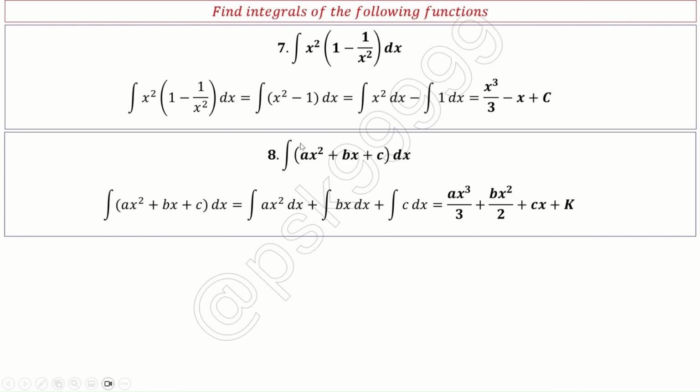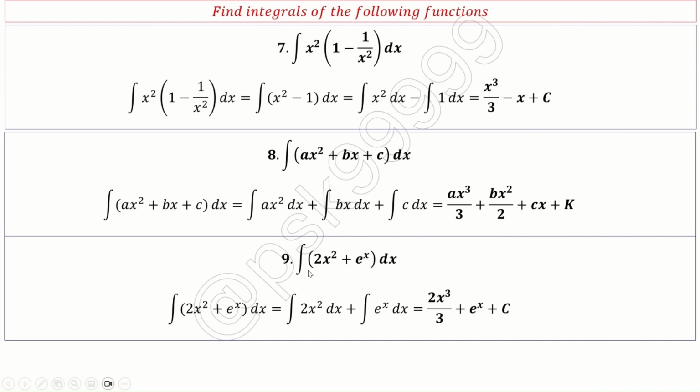So I will apply integration to each part. Okay, which is nothing but ax cube by 3 plus bx square by 2 plus cx plus k constant. Okay, integration of 2x square plus e to the power of x. Again I will apply integration to each part. Integration of 2x square is nothing but 2x cube by 3. Integration of e to the power of x is e to the power of x plus c.